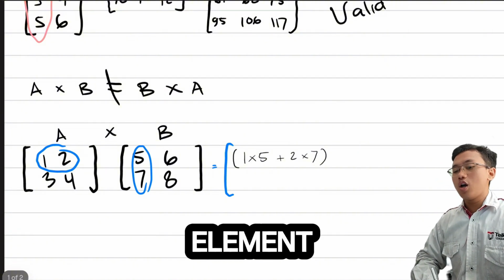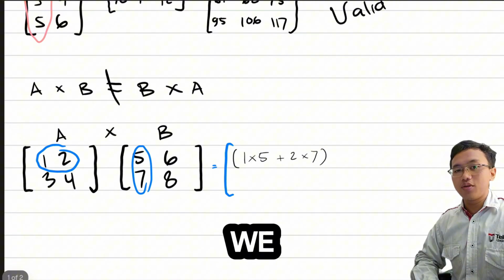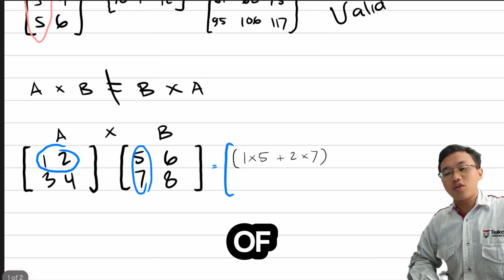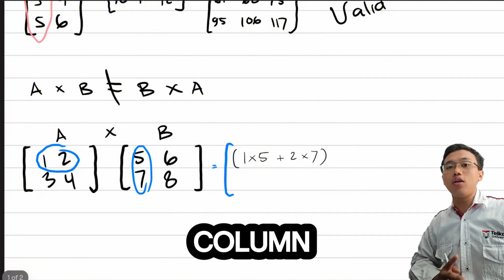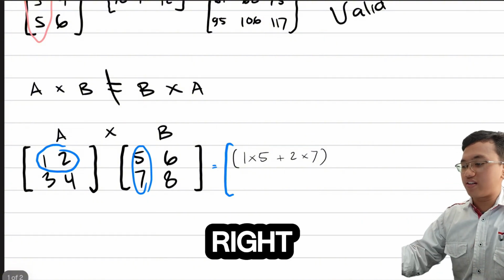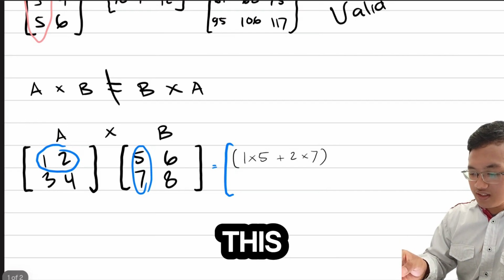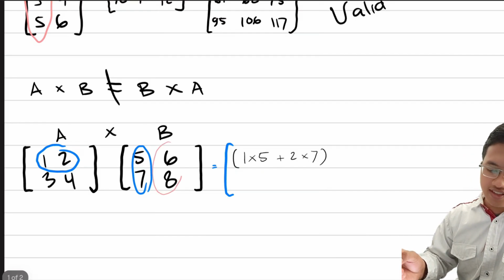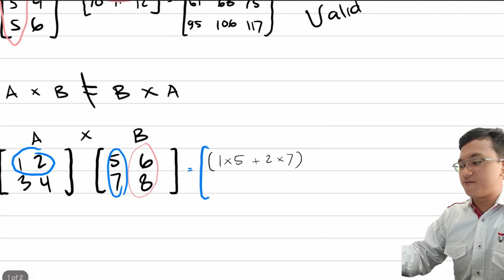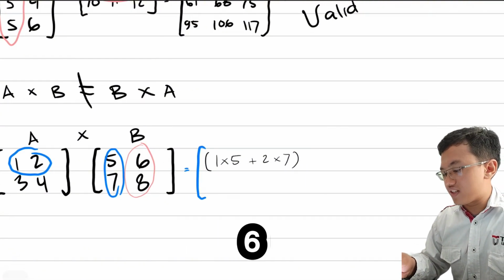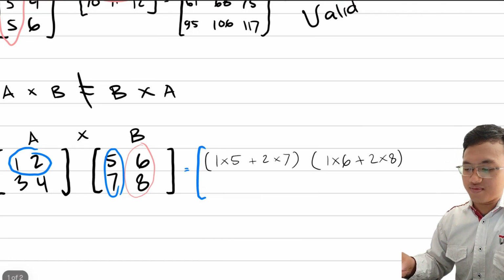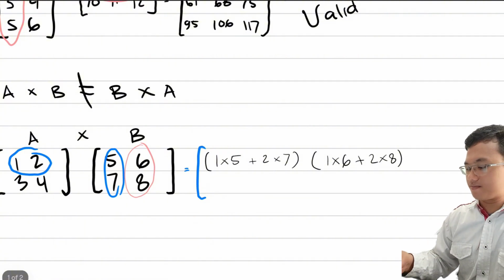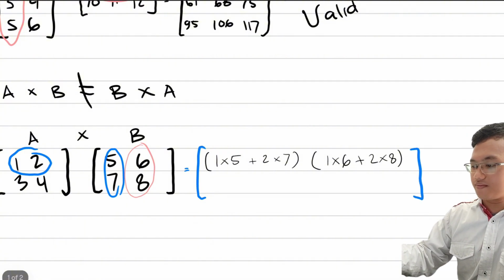For the second element, we multiply the first row of A, the same 1 and 2, but this time with the second column of matrix B, which is 6 and 8. So it's 1 times 6 added by 2 times 8. Just like that.